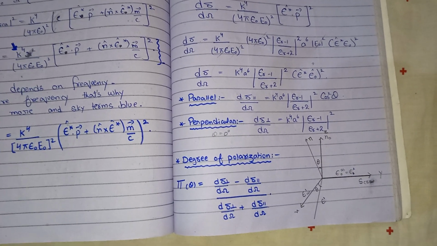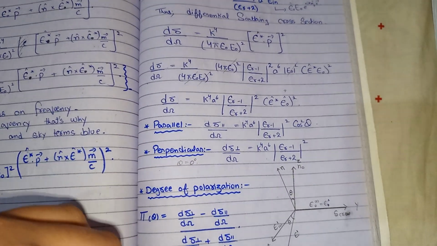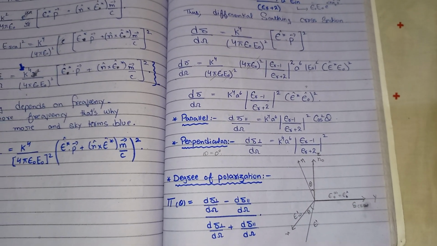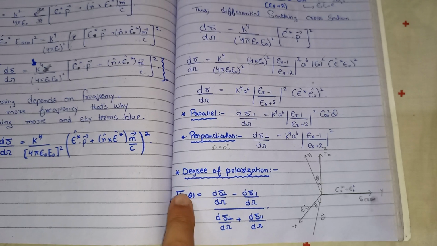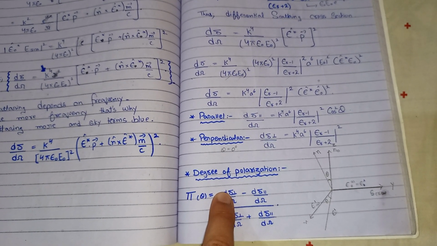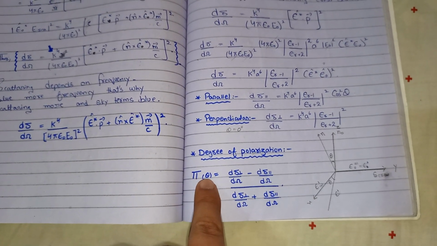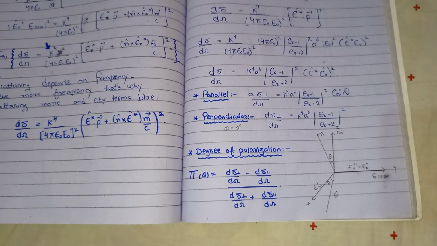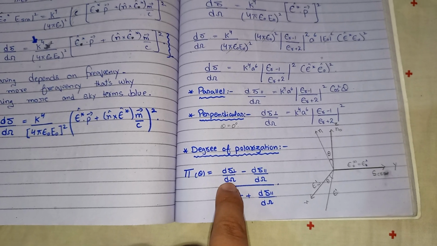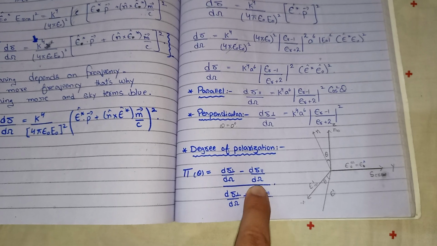Okay, where this parallel sign and this perpendicular sign indicate the polarization parallel to and perpendicular to the scattering plane respectively. Okay, our next task is to find the degree of polarization of the scattered radiation. It is defined by this formula, which can be written as d sigma perpendicular by d omega minus d sigma parallel by d omega.